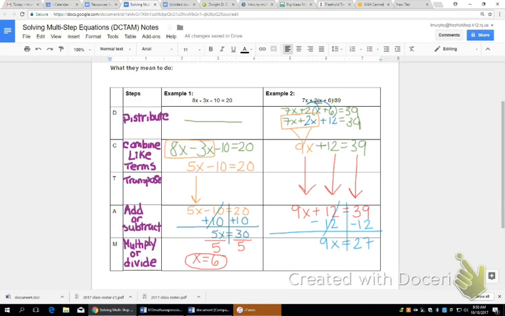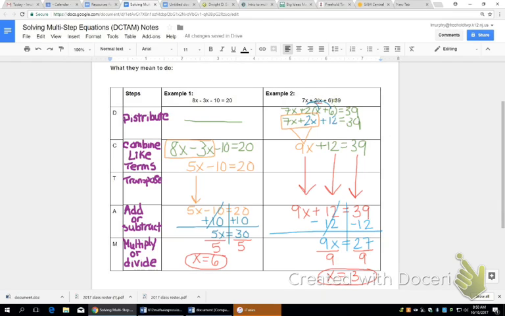So since we have multiplication in our problem, the final step will be to divide. We're undoing x being multiplied by 9 by dividing by 9, and we know whatever we do to one side of the equal sign, we have to do to the other to stay balanced. 9x divided by 9 is x, and 27 divided by 9 is 3. So our answer is x equals 3.